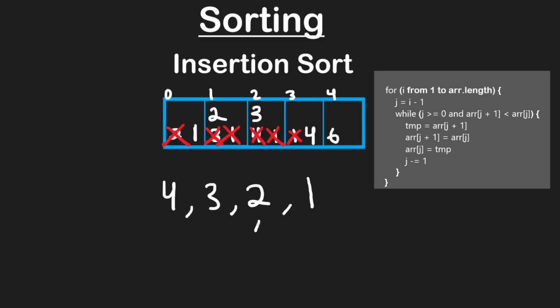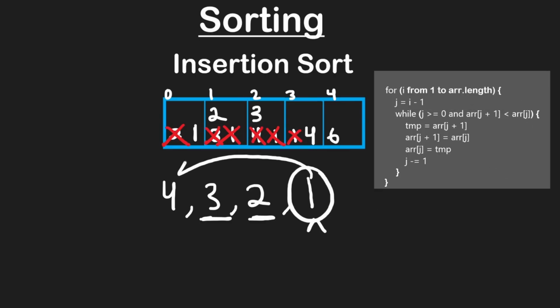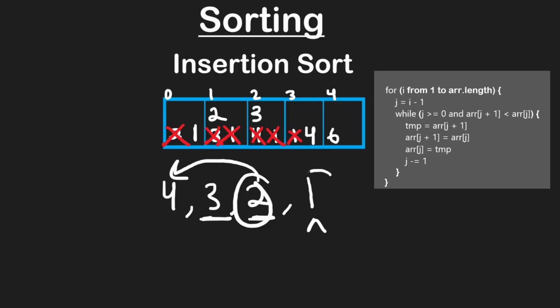Then we would get our pointer over here. This 2, we would have to shift it here, and then we would have to shift it here. Then when we get to this 1, we would have to shift it to the left, then shift it to the left again, and then shift it to the left again. So for every single value that we iterate through, the inner while loop would have to execute the maximum number of times until that value is shifted all the way to the left. When we get to the 2, we'd have to shift it all the way to the left. When we get to the 1, we'd have to shift it all the way to the left.